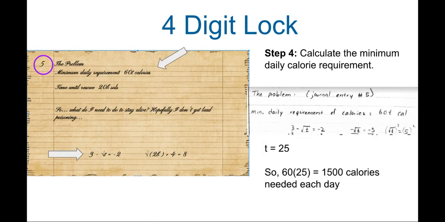Step 4 is to calculate the minimum daily calorie requirement. Journal entry 5 says the minimum daily requirement is 60t calories. Again, use the radical equation to solve for t. t is equal to 25, then multiply it by 60 to arrive at the answer that 1500 calories are needed each day.